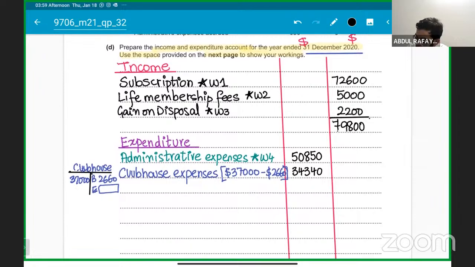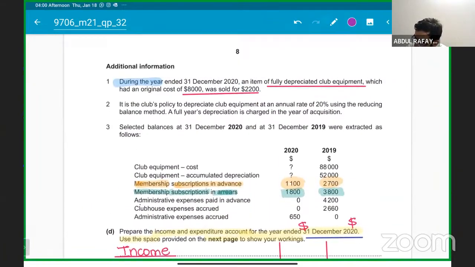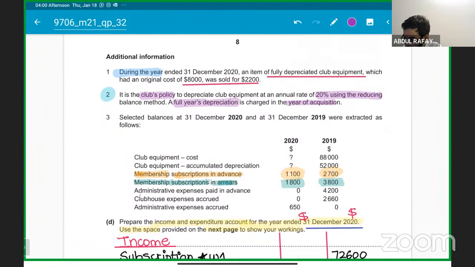50,850, 34,340, and the last one left is what? You can read it from here as well. All the adjustments are taken into account except for the second one. The second one, clearly see that we have to depreciate the office club equipment 20%, and a full year depreciation is charged in the year of acquisition for the club equipment. We have to charge that. Okay, everyone there with me getting it, guys?